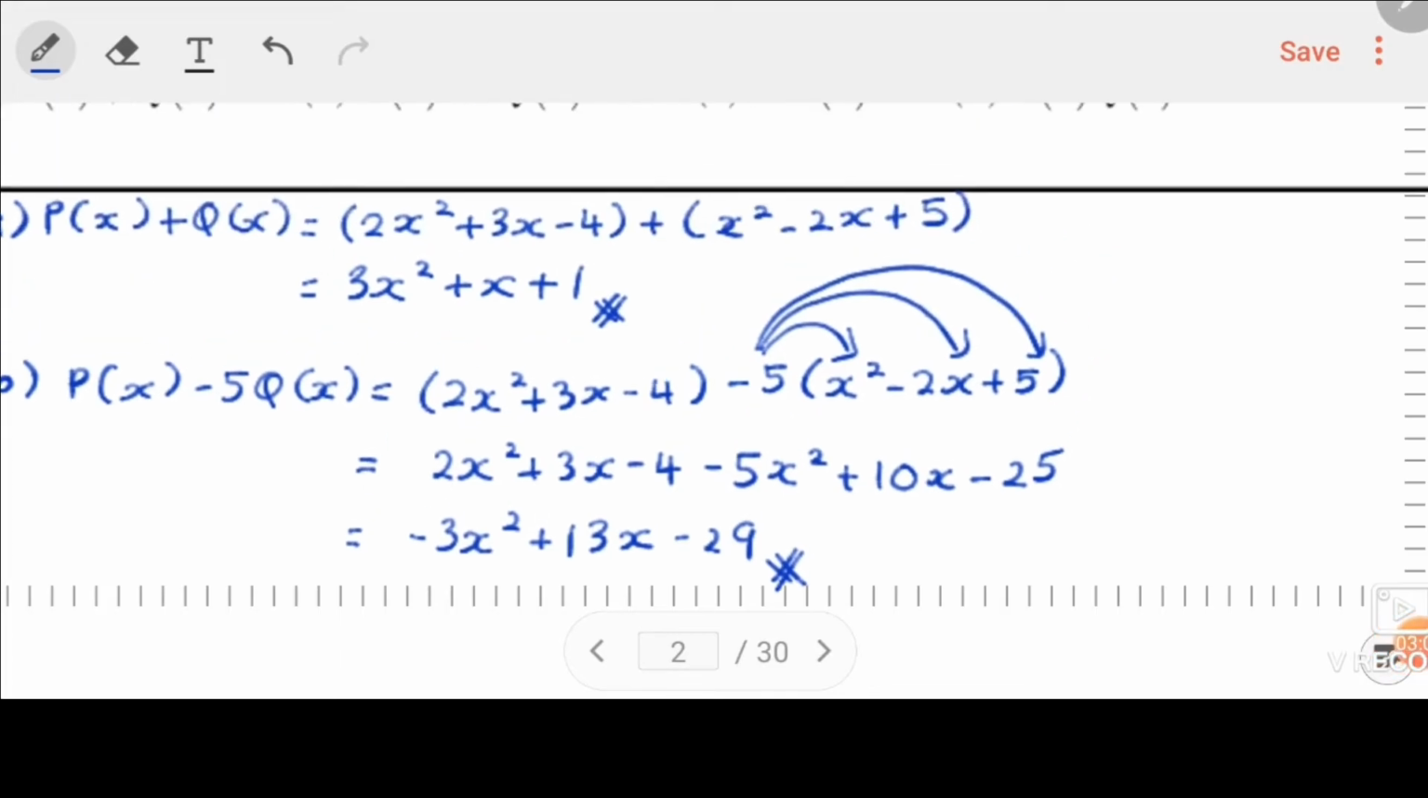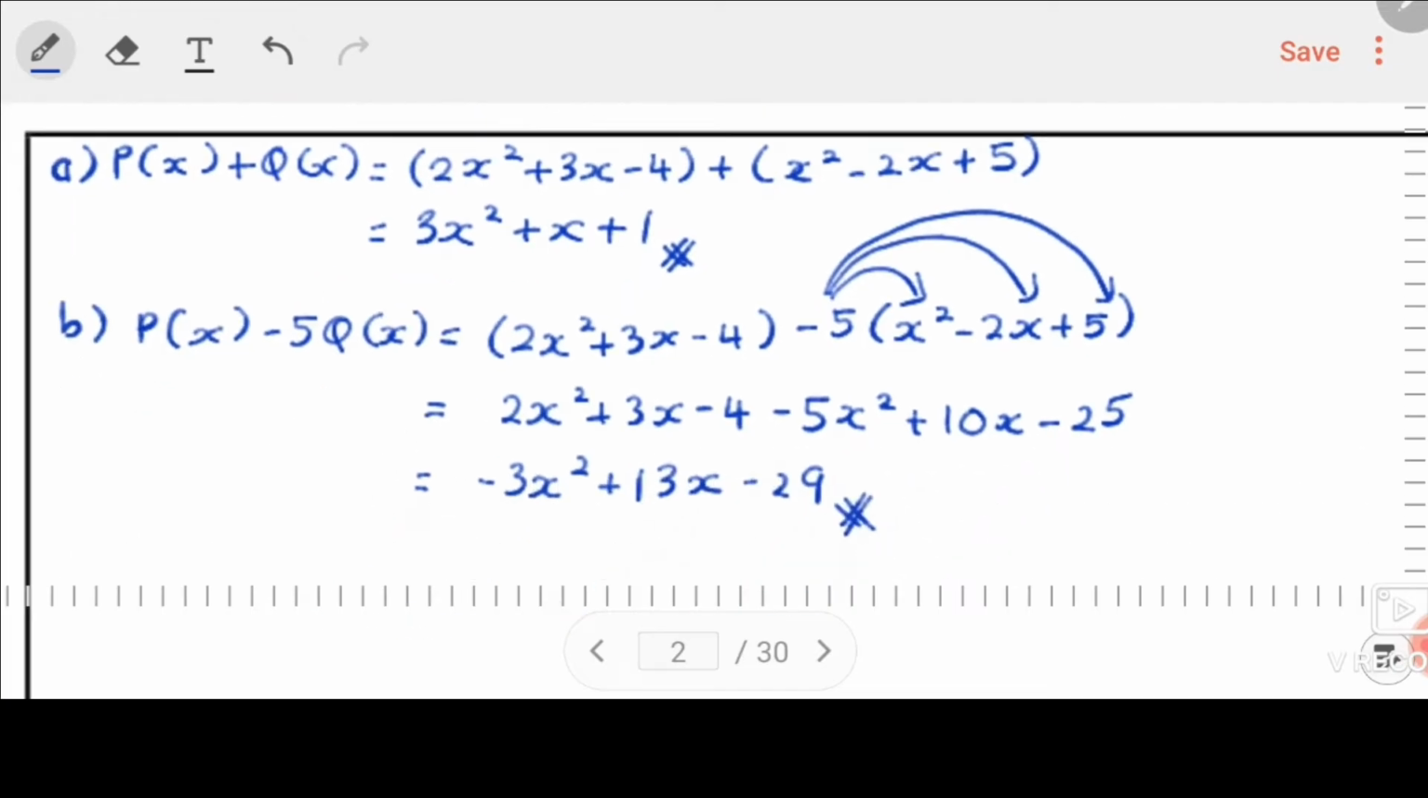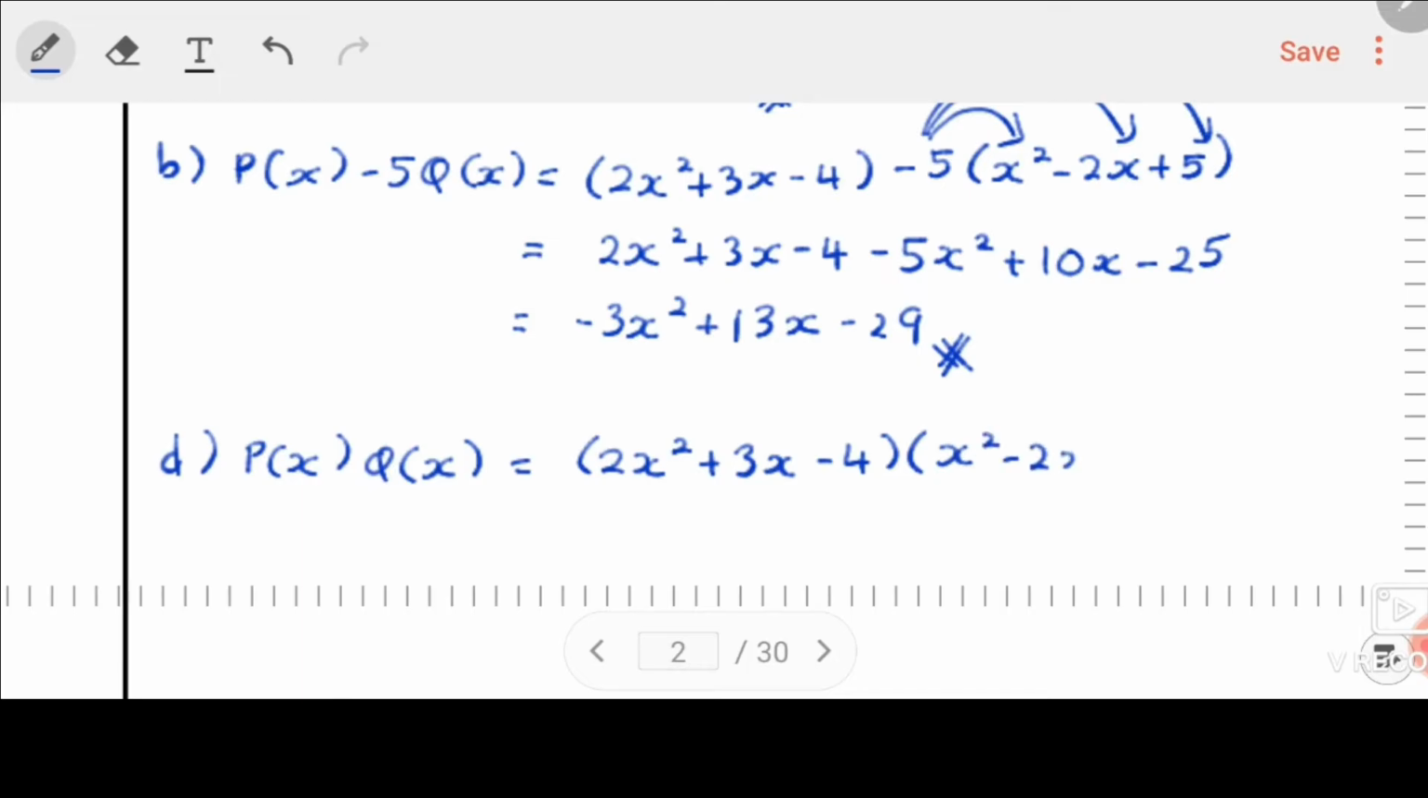Then for part D, we have to multiply P(x) and Q(x). So copy down the question. Again, first we have to substitute P(x) and Q(x) into the expression. Substitute P(x), 2x squared plus 3x minus 4, times Q(x), x squared minus 2x plus 5.